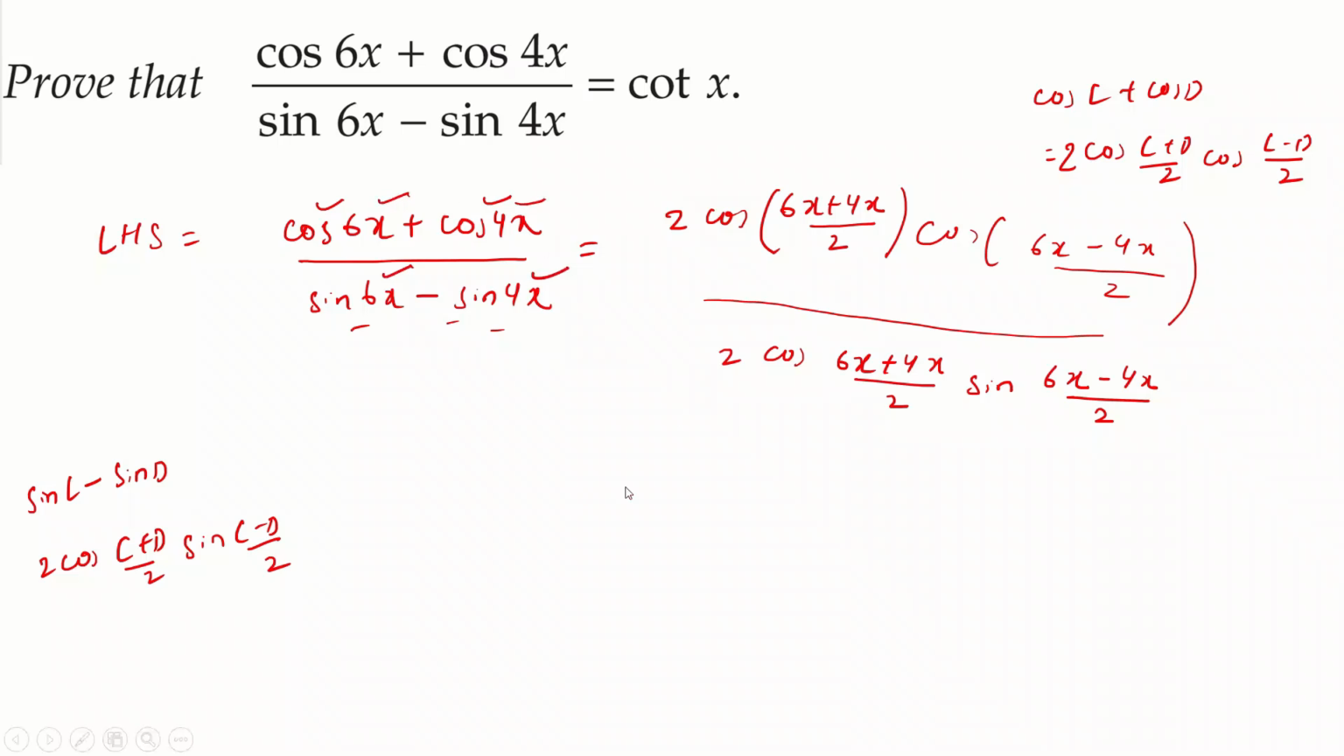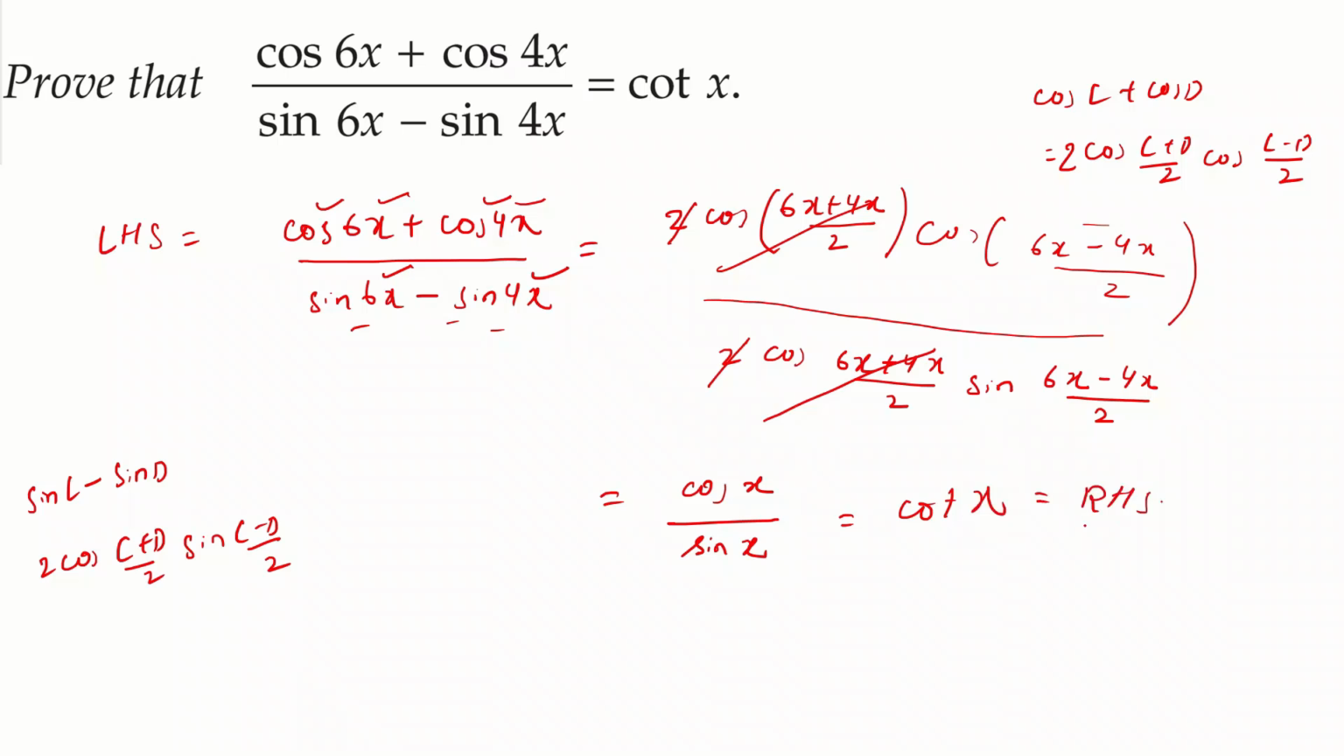So let's simplify. You see, this 2 and 2 will get cancelled out, and this cos is exactly the same as this cos. What we are left with is cos of (6x minus 4x)/2, which is x, over sin of (6x minus 4x)/2, which is x. So this is cos x by sin x, which is cot x, which is the right hand side, and we are done. We have proved it.